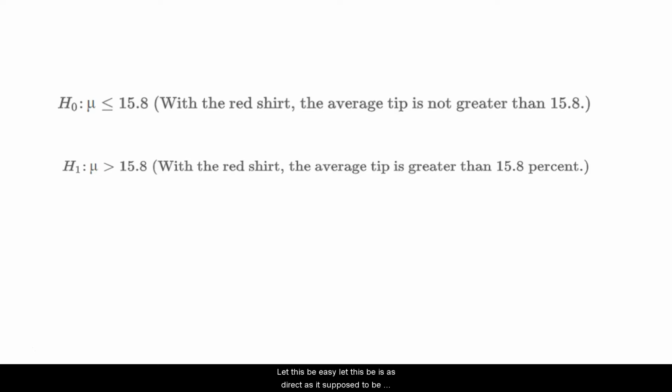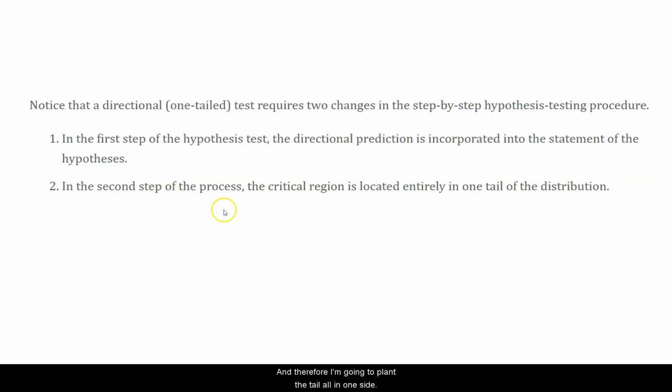Let this be easy. Let this be as direct as it's supposed to be. This part's not supposed to be complicated. If I know the crux of the problem, I can express the alternative hypothesis. If I know that, I know the arrow goes right for an increase, and therefore I'm going to plant the tail all in one side.